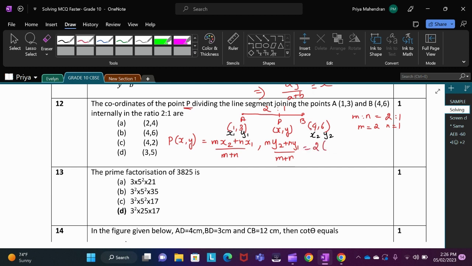So m is 2, x2 will be 4 plus n is 1 and x1 will be 1 by m plus n, so 2 plus 1, comma, again m into y2, so m is 2, y2 will be 6 plus n is 1, y1 will be 3 by 2 plus 1. That is going to be 8 plus 1, 9 by 3. 6 times 2 is 12 plus 3 is 15 by 3, which gives me 3 comma 5. The option is D.